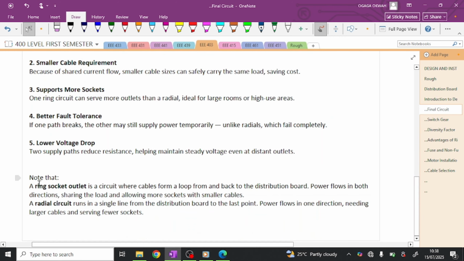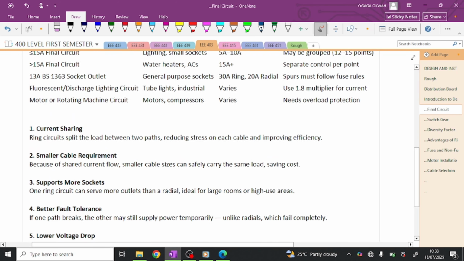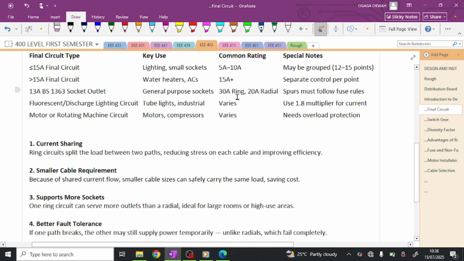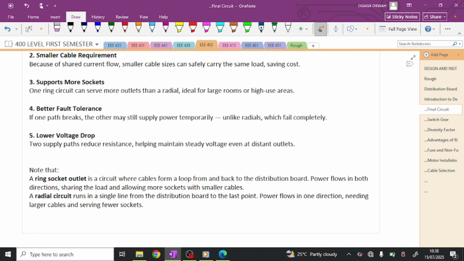Then the one I made mention of just now: ring and radial. This is also part of the past questions, I think number something. So ring or radial. A ring outlet is a circuit where cables form a loop from and back to the distribution board, so power flows in both directions.